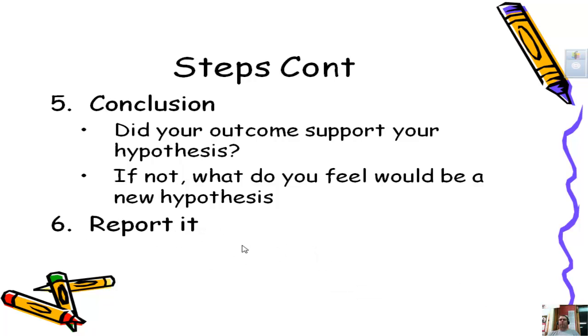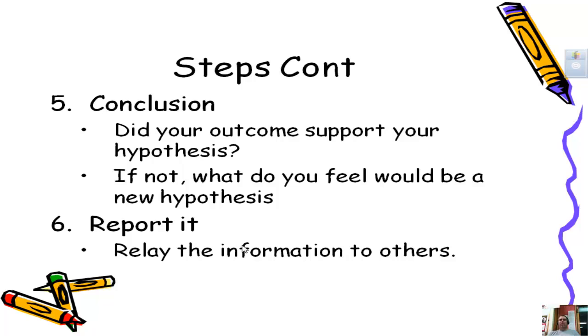And then the last one is reporting. Reporting is, again, if you're doing any major medical or major scientific research or study, letting everyone know what is going on. Because if you find something out, you want them to know what you did so they can get the same kind of results. So you want to relay all of that information to others. So those are your 6 steps to the scientific method.